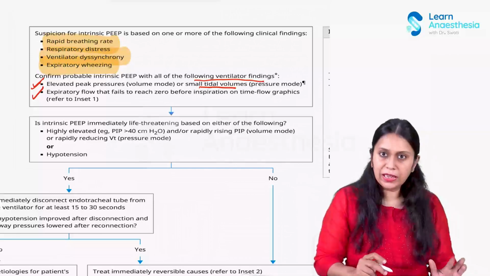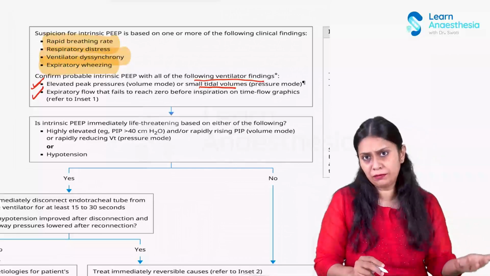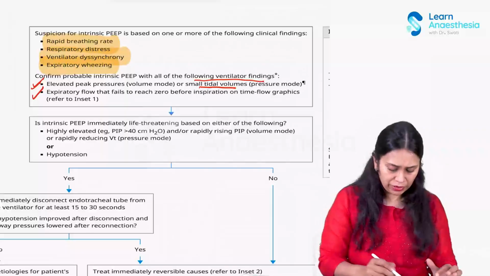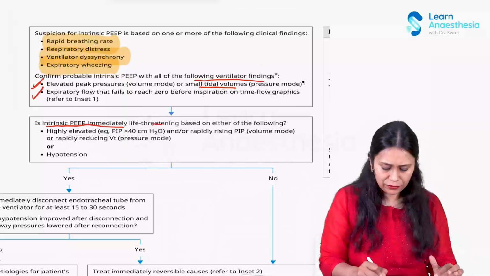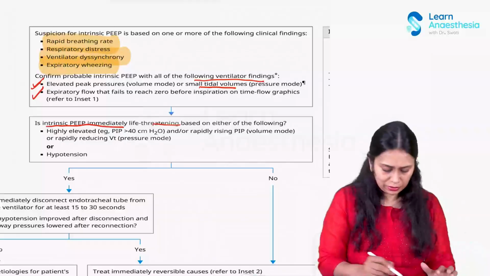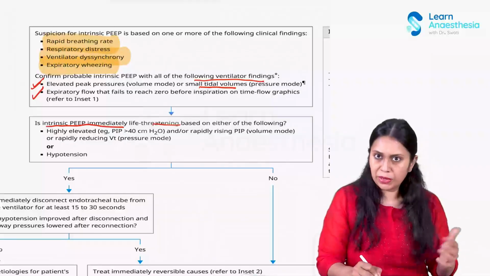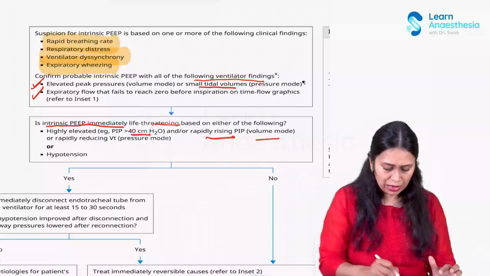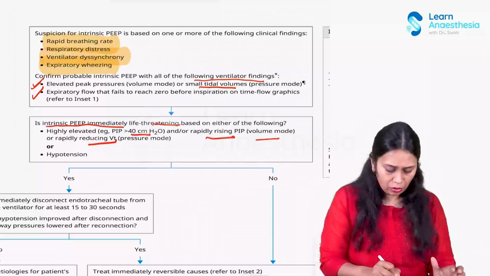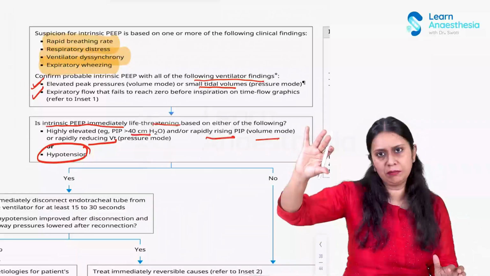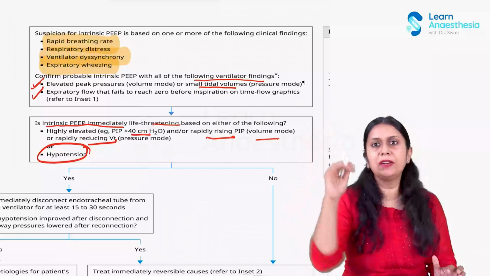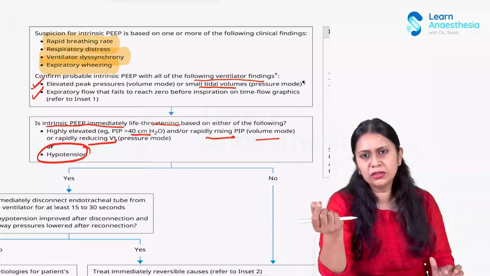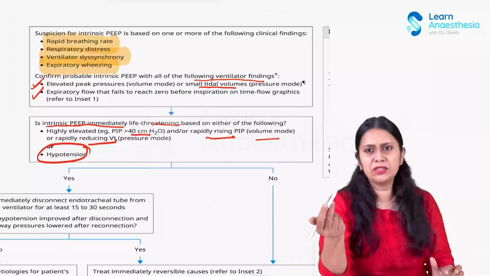Now, if it's associated with life-threatening features like hypotension, what should we do? Immediately we should disconnect the patient from the ventilator. So what are the life-threatening things? Elevated pressure more than 40, or rapidly rising pressure in volume mode and rapidly reducing tidal volume in pressure mode, or hypotension. Very high pressure is generated on the ventilator, more than 40, 50, and very low tidal volume in case of the pressure time graph, and very high pressure in case of the volume time graph.